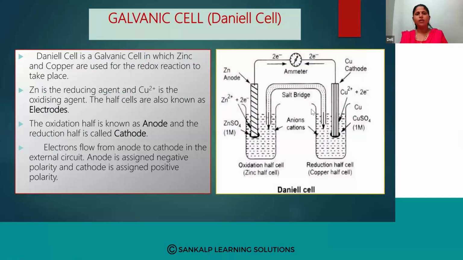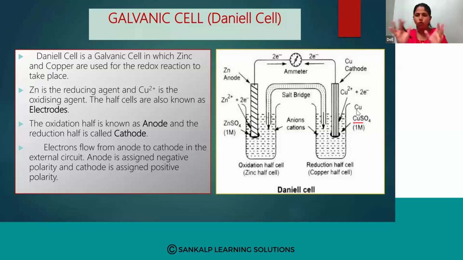So here you can see these are the two beakers. I call them beakers, but in chemical terms these are called half cells. We'll come to it one by one. In the first beaker I have taken zinc sulfate solution, and a zinc rod is immersed in the zinc sulfate solution. In the other beaker I have taken copper sulfate solution, and a copper rod is immersed in the copper sulfate solution. So I have two beakers.